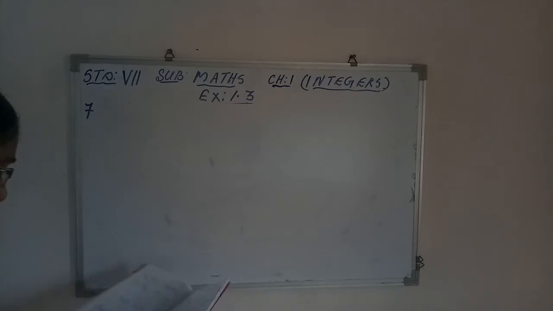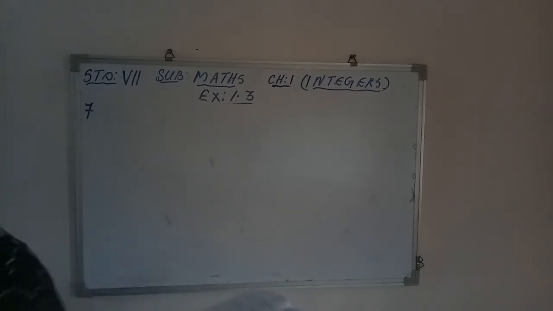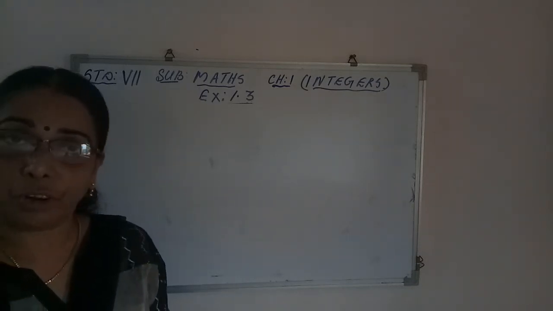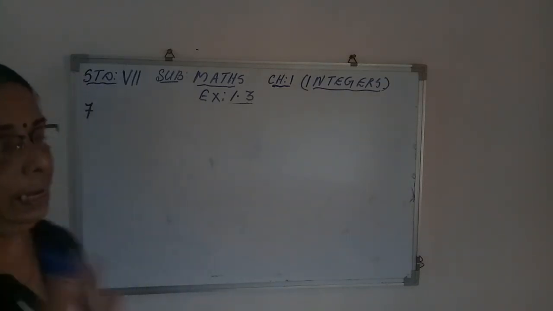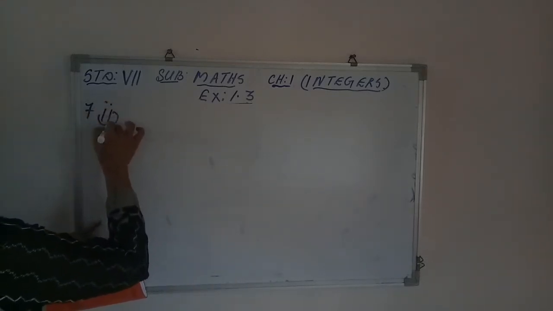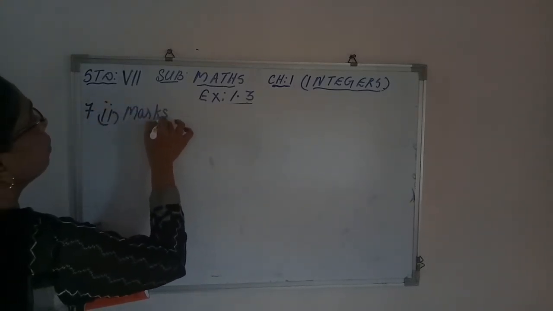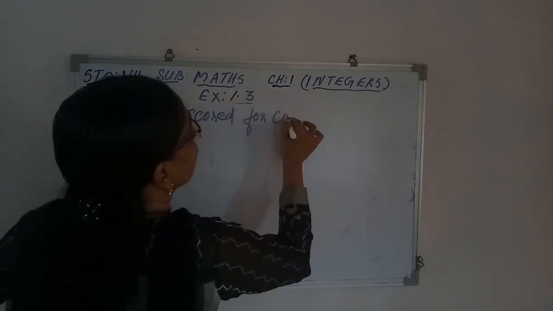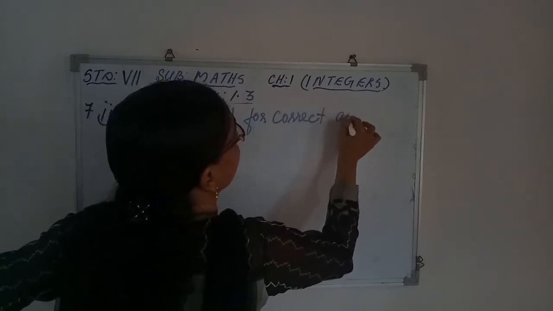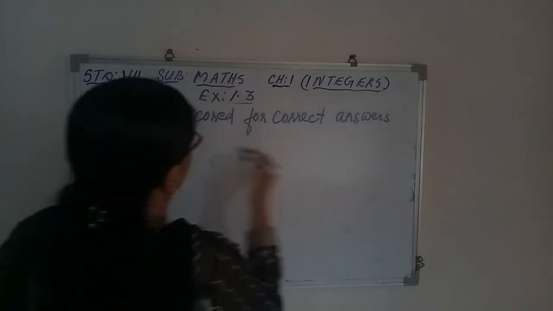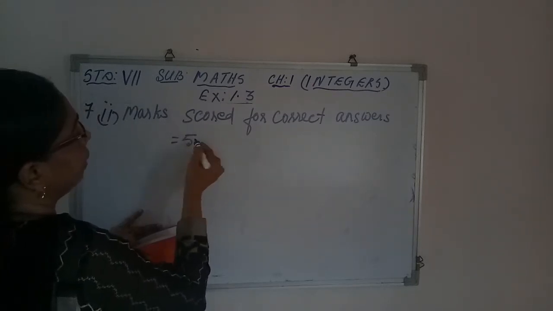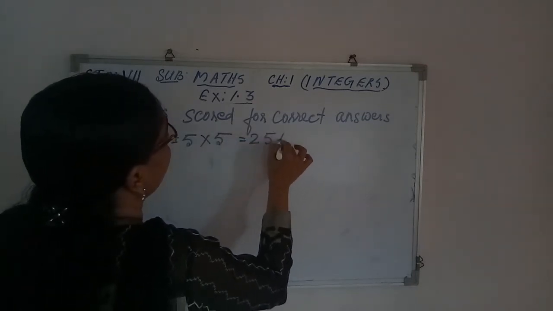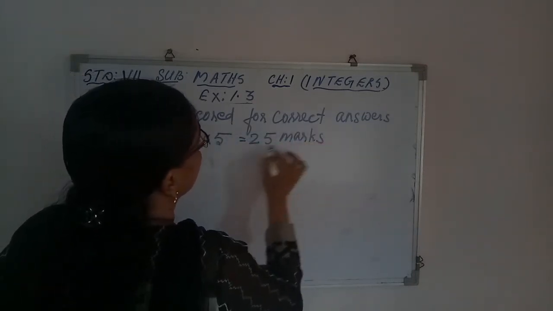Next, second one. Whose it is? That is Reshma. Reshma gets 5 correct answers and 5 incorrect answers. So there are total out of 10, 5 correct and 5 incorrect. We can write marks scored for correct answers. This is of Reshma. 5 correct. Then 5 into 5, that's equal to 25 marks.